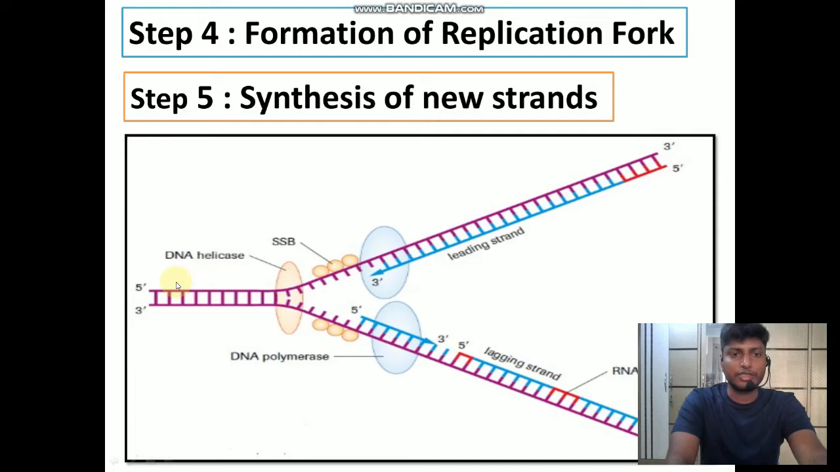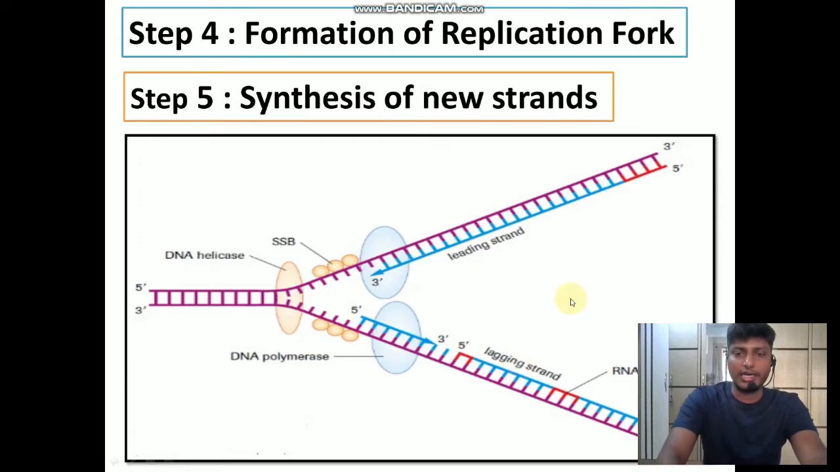Now if you consider this particular strand dear students, that is 5' to 3', on this strand a new strand is formed continuously. This strand which is formed in a continuous manner is considered as the leading strand, whereas on this particular template strand, the DNA is formed in a discontinuous manner. This strand is considered as the lagging strand, right?